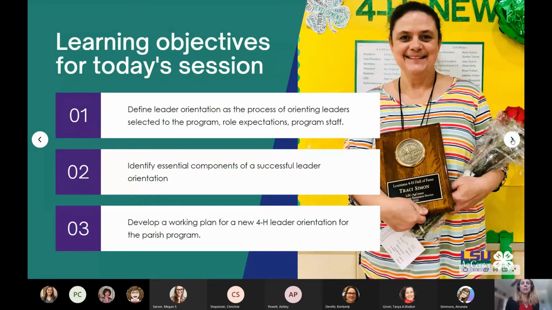So today's session, the learning objectives are to define leader orientation, which is that process of orienting leaders for our program, providing them with their role expectations, as well as providing information for our program staff. Then identifying those essential components of a successful leader orientation, and then we're going to develop a working plan for our new leaders for a parish program that we get to select.